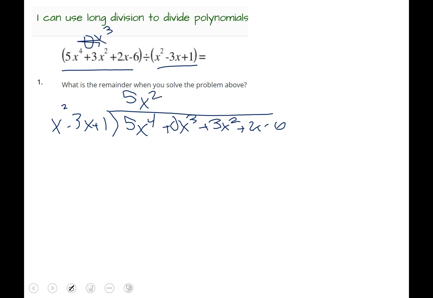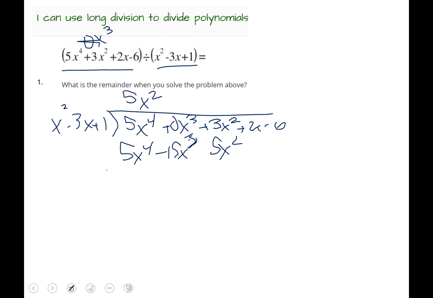We're going to distribute that through those three terms. So 5x squared times x squared is 5x to the 4th. 5x squared times negative 3x, it's negative 15x cubed. Sorry, it's not wanting to write the cubed. 5x squared times 1 is 5x squared.